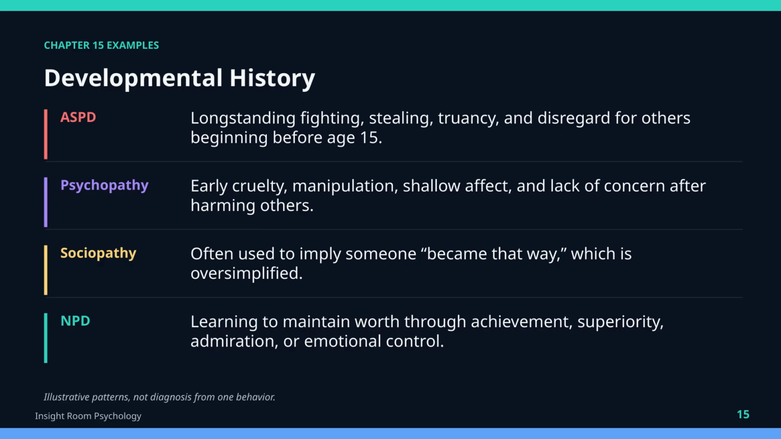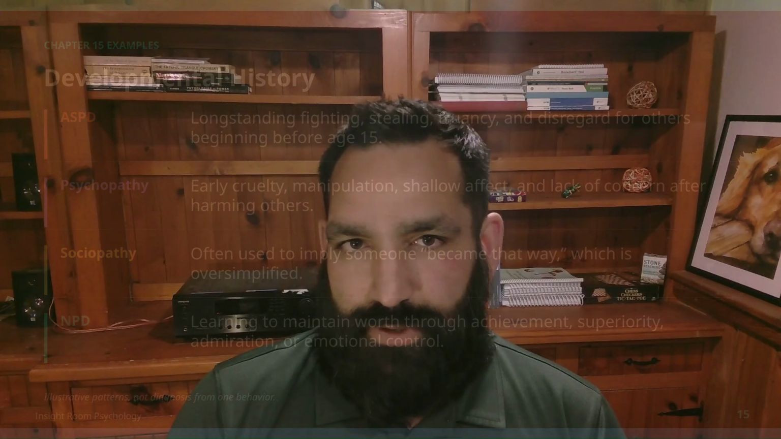With NPD, developmental pathways are also complex. Clinically, people often discuss possible contributions such as excessive criticism, excessive overvaluation, emotional invalidation, attachment disruption, shame dynamics, temperament, family environments, or inconsistent mirroring. But there is no single pathway that produces NPD.